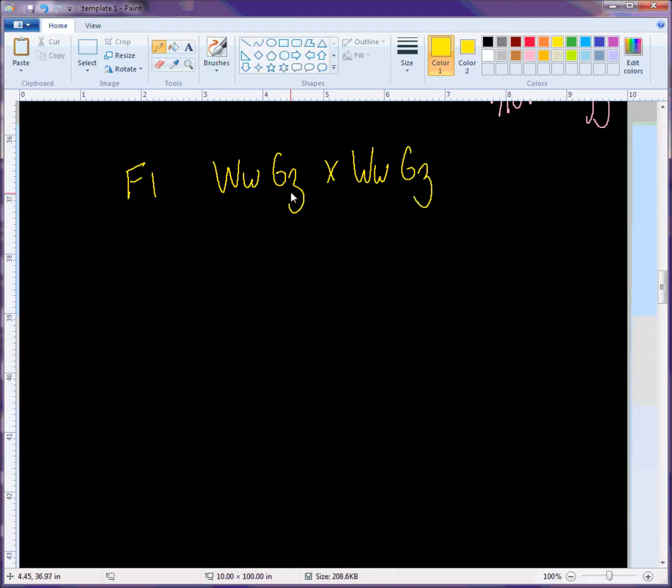Okay, what do we do? Well, with the forked line method, we separate the genes, take one at a time. So we do little Punnett squares. So even you got to do at least one Punnett square with the forked line method. At least I do.